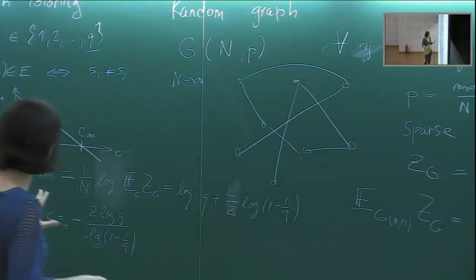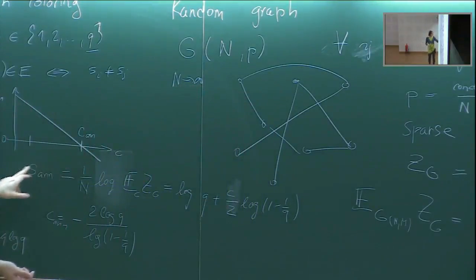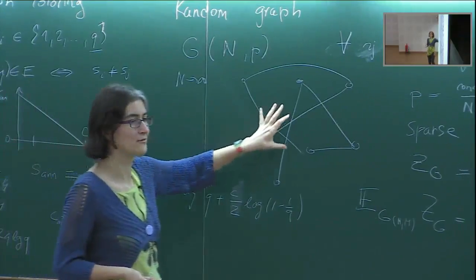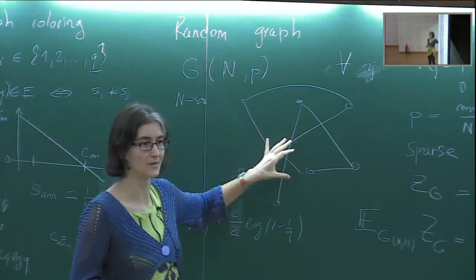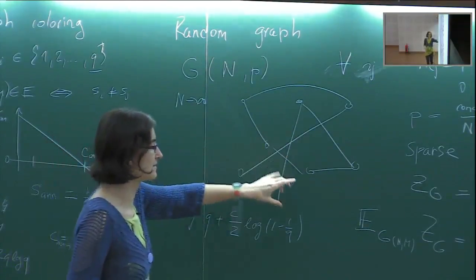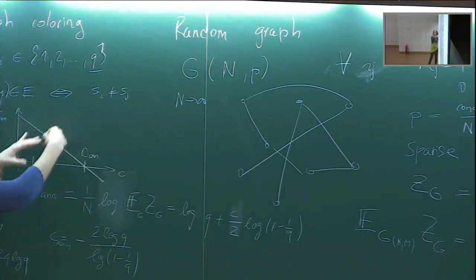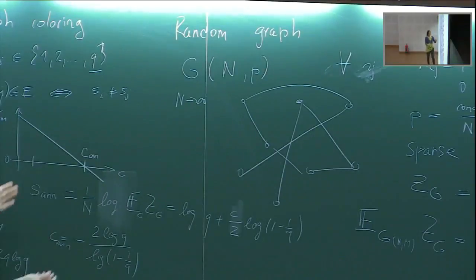So this is telling us, completely rigorously, that whenever this S annulled is negative, then with high probability a random graph will not have a coloring with this number of colors. So this is kind of an upper bound on where the interesting things are happening. Okay, what about the other way around?